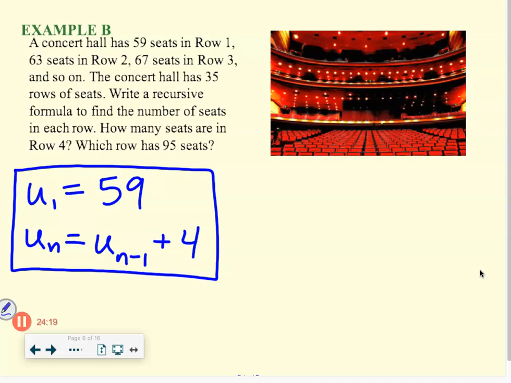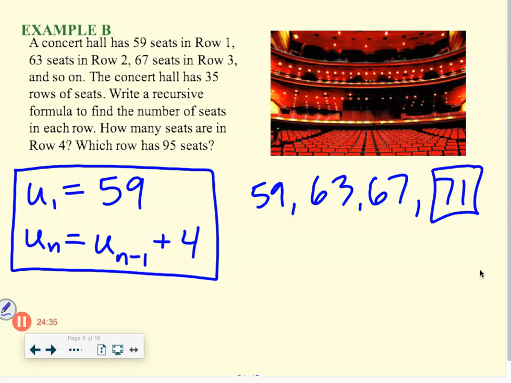All right? Okay. So how many seats are in row 4? This one, it's a pretty low number. You could have just written out the first 4 terms, right? 59, 63, 67, 71. Good movement. All right, 71 seats are in row 4. Did everyone get 71? Okay.